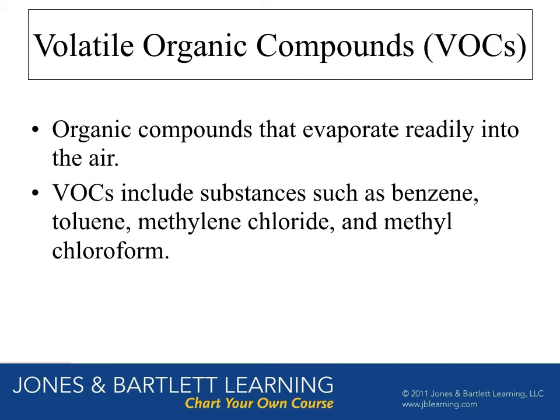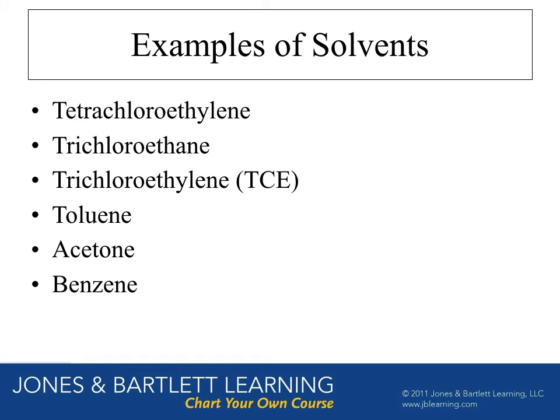Volatile organic compounds, I mentioned, these are the ones that evaporate very readily in the air. Benzene, toluene, methylene chloride, methylchloroform. Here are some other examples of things that go from a liquid state to an airborne state, not gaseous, but evaporate into the air pretty readily, and that's the primary pathway of exposure. Tetrachloroethylene, trichloroethane, trichloroethylene, toluene, acetone, and benzene. These are some names, and we'll talk about specific examples of these a little bit as we go through the lecture.